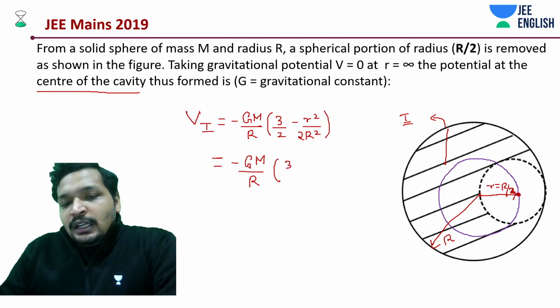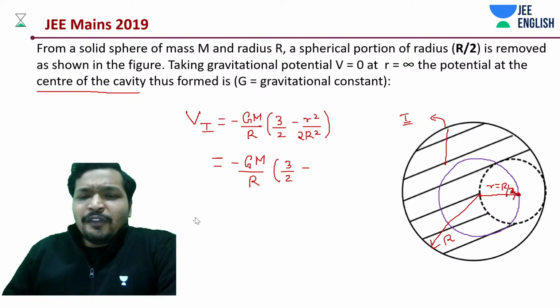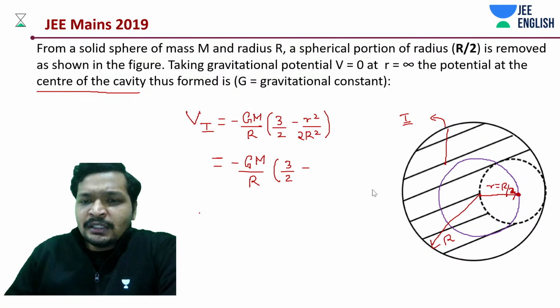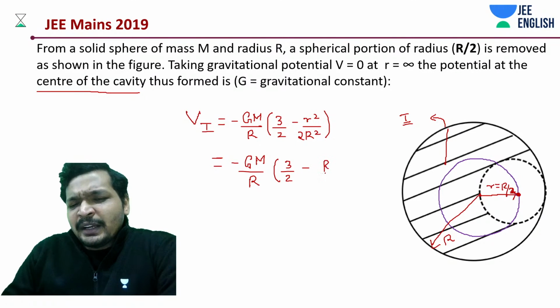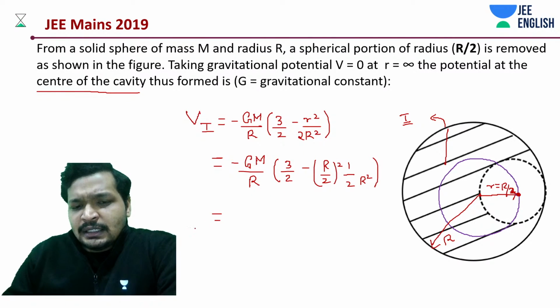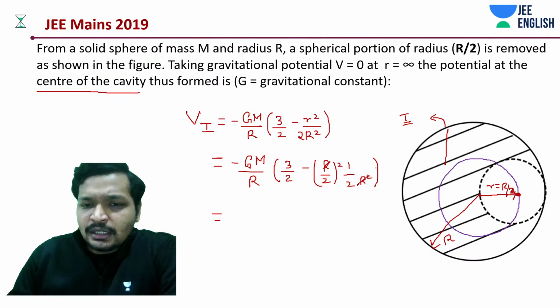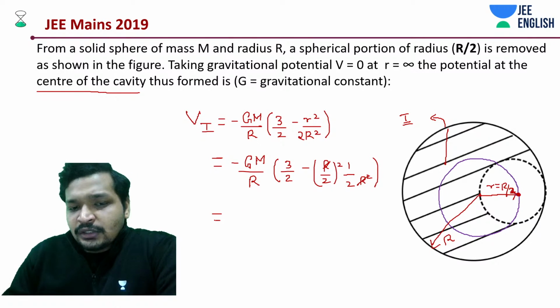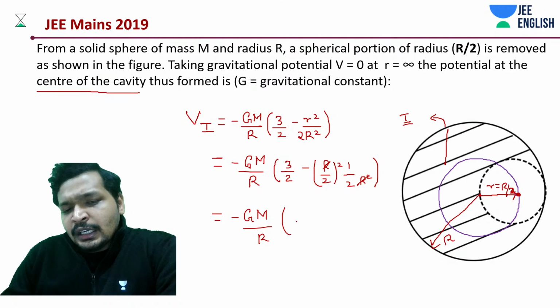So this would be what? 3 by 2 minus, we have substituted the value. Let me substitute the value: R by 2 whole square, and we have another 1 by 2, and we have R square. Everything inside would get cancelled, R square gets cancelled out, and this is going to be 1 by 8. So basically minus GM by R into 3 by 2 minus 1 by 8.